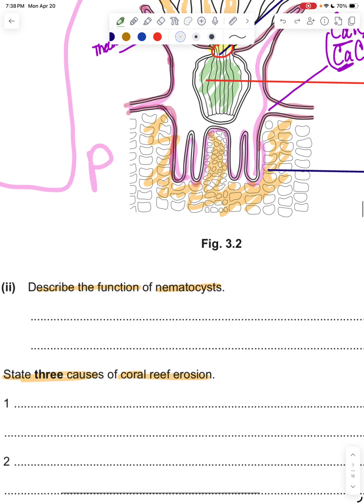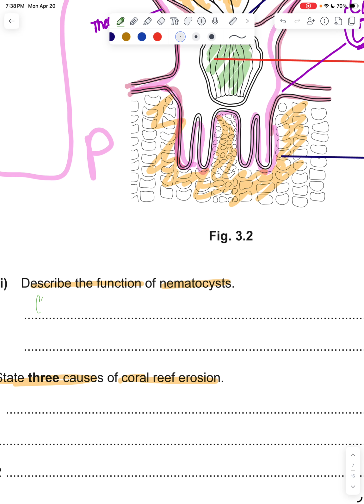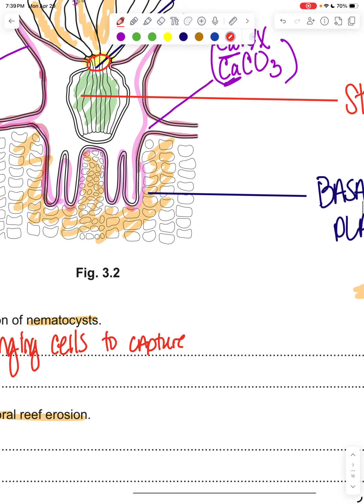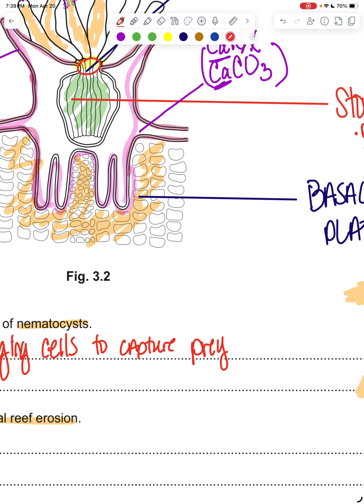All right, function of our nematocyst. It contains stinging cells, or they are stinging cells. I don't want to say it contains. The nematocytes contain nematocysts, but these are the stinging cells. And their function is to capture prey, or we can talk about avoiding predation.